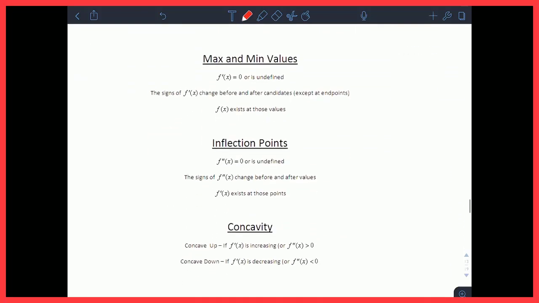Here's a little summary of everything that we've done in the past two videos. This will help you summarize the first and second derivative tests and what you're looking for.